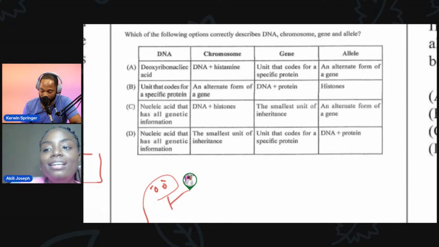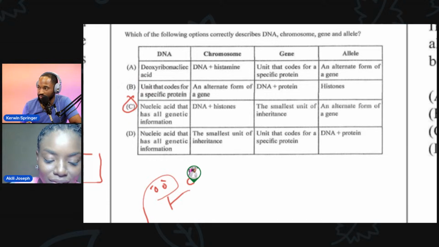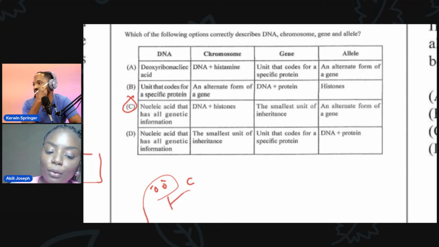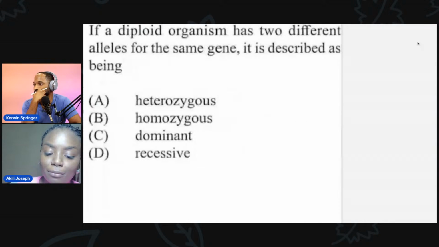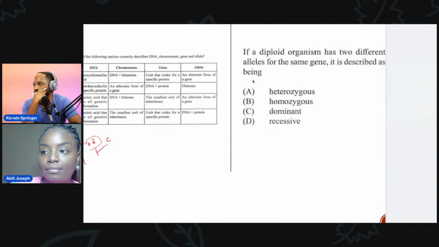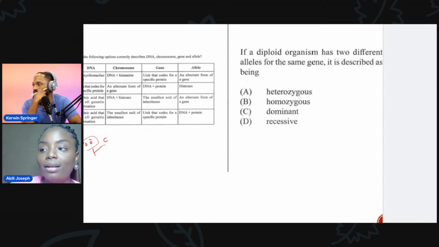You had to read your options carefully. They used histamine instead of histone. Sneaky. If a diploid organism has 2 different alleles for the same gene, it is described as being what? Knowing what this means is important for these questions.